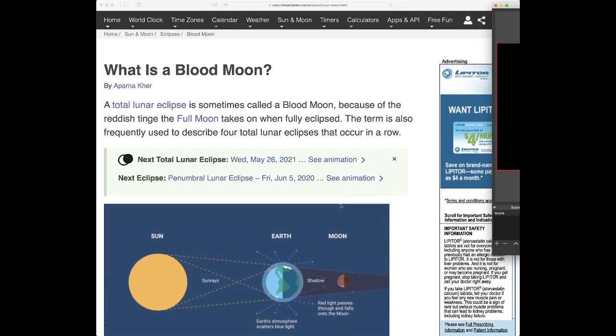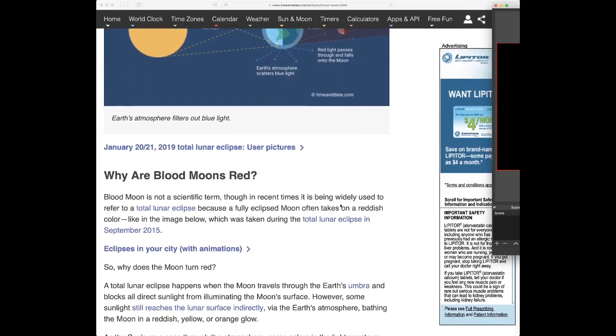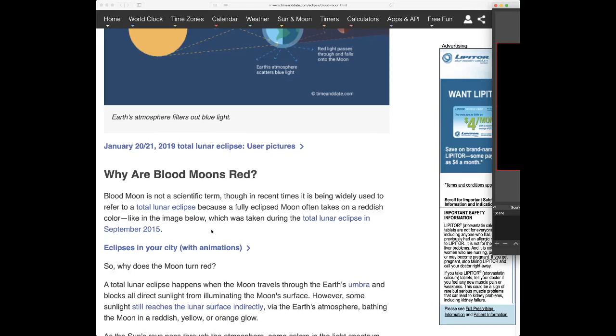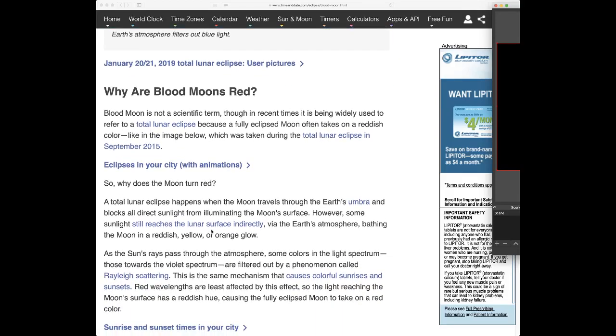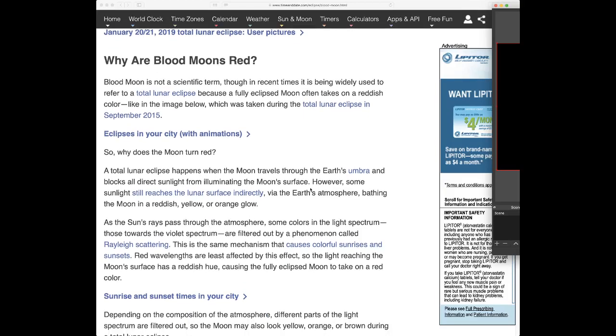They have a nice description up here too. A blood moon is not a scientific term, but it's widely used to refer to a total lunar eclipse, because the moon often takes a reddish color. Okay, so why does it turn red? You can read the description here; I hope it makes sense. Some of the light still reaches the lunar surface indirectly, even though the Earth is blocking it, but it has to go via the Earth's atmosphere, bathing the moon in a reddish, yellow, or orange glow.